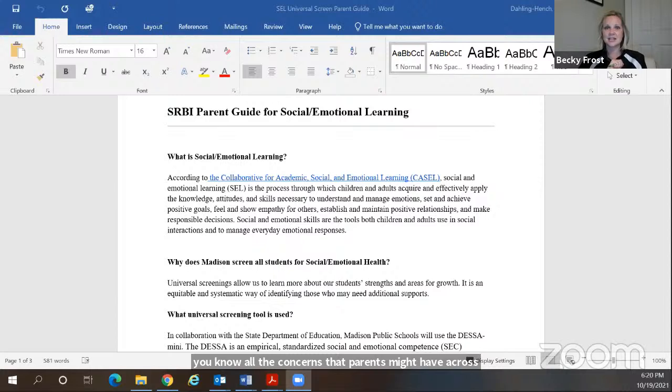So this is a document that we have drafted. Obviously, we haven't been trained formally in the DESSA protocol. So as we go through training at the beginning of the winter, we will be referring back to this document, updating it, editing it, adding, deleting, clarifying, as we learn more about the assessment and how we can best support parents with the information that it will garner for us. Any questions about this document in particular?